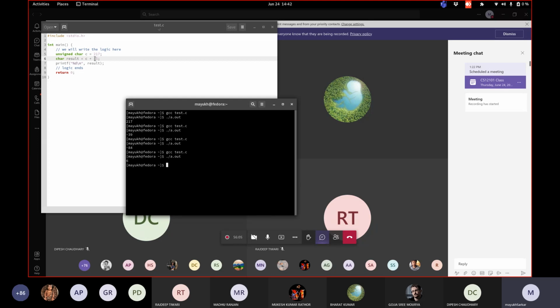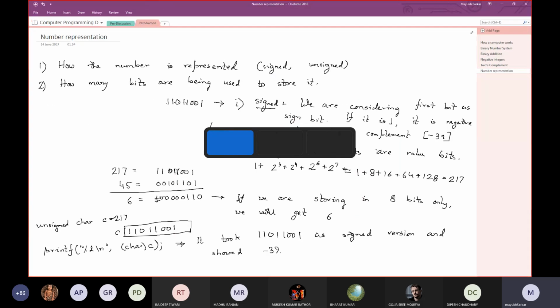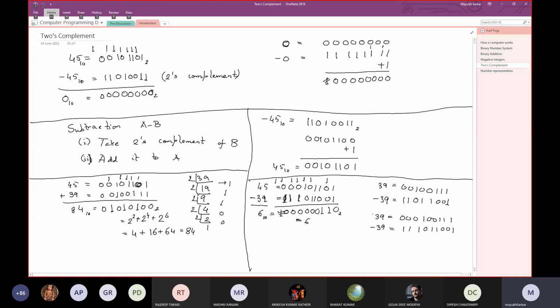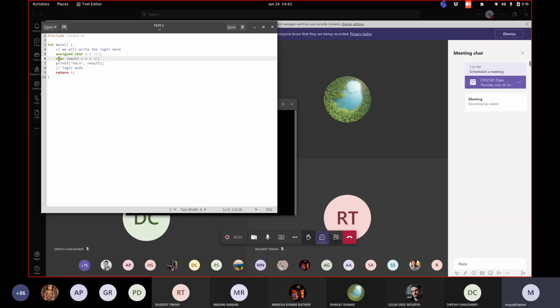Eventually, what happened inside the computer? The computer blindly added these two numbers. Computer knows nothing about what is 217, what is 45, and so on. It blindly took these two numbers to the ALU, added them, and returned this result, 00000110 in 8 bits, because I am using char here as well. So it is confined into 8 bits. It cannot go beyond that. If the result becomes more than 8 bits, the leftmost bit will be chopped off.